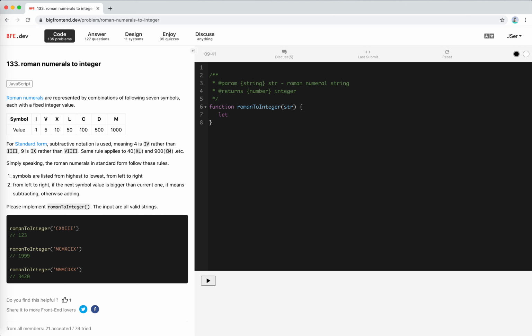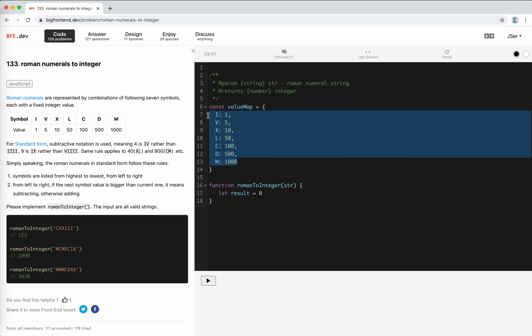Okay, let's say the result equals 0, and then we need to keep a map of these symbols to the values, right? So we say the value map: I is 1, V is 5, X 10, L 50, C 100, D 500, M 1000. Like, this is verbose, so in a real interview, I think you just leave it empty, then the interviewers would know that this is trivial.